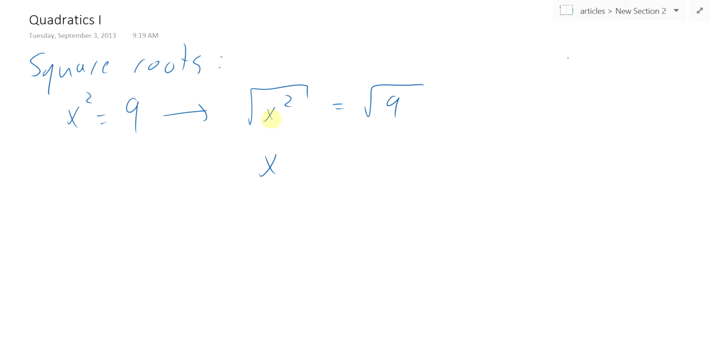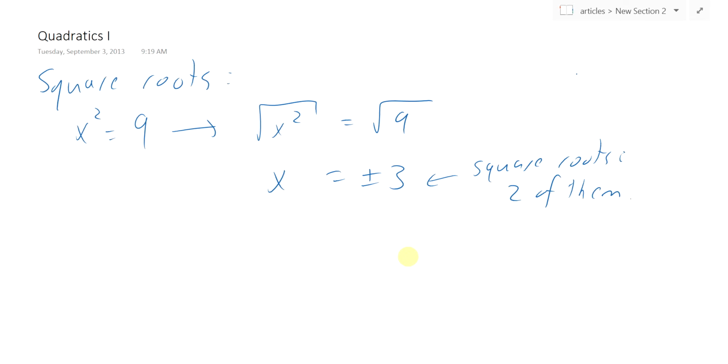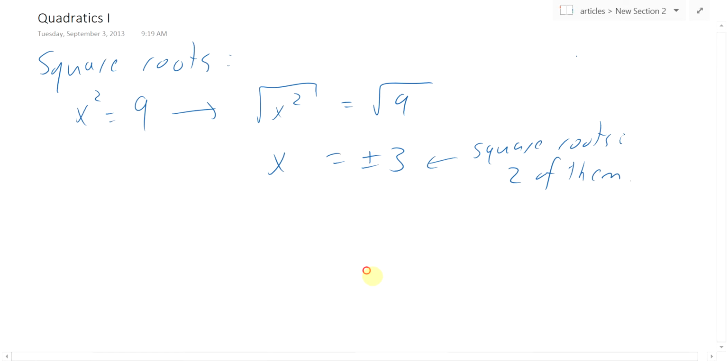And what do you get? Well, x squared, square root of that, that's just x. Square root of 9, there's two options, plus or minus 3, because 3 squared is 9, but also minus 3 times minus 3, a negative times a negative, will get you a positive 9. So square roots always have two answers. So there's two of them, a plus and a minus.